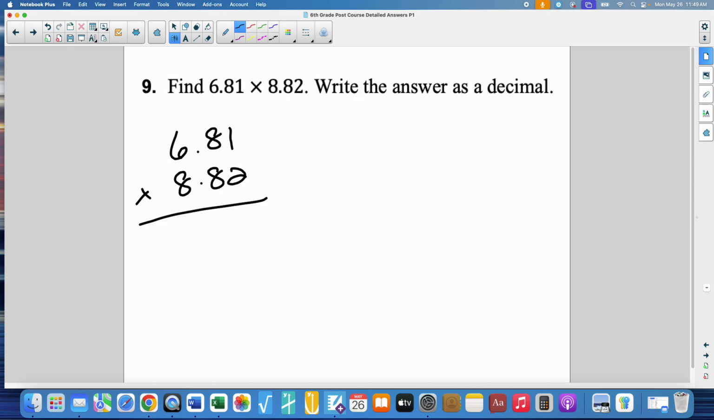2 times 1 is 2. 2 times 8 is 16, carry. 2 times 6 is 12, plus 1 is 13. We're going to move over a decimal place, or a place value, so we put an X. We're going to erase that top. 8 times 1 is 8. 8 times 8 is 64. 6 times 8 is 48. Plus 6 gives me 54.